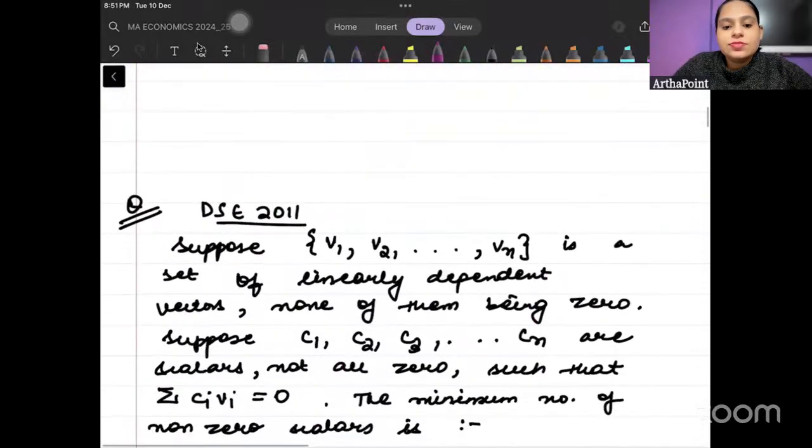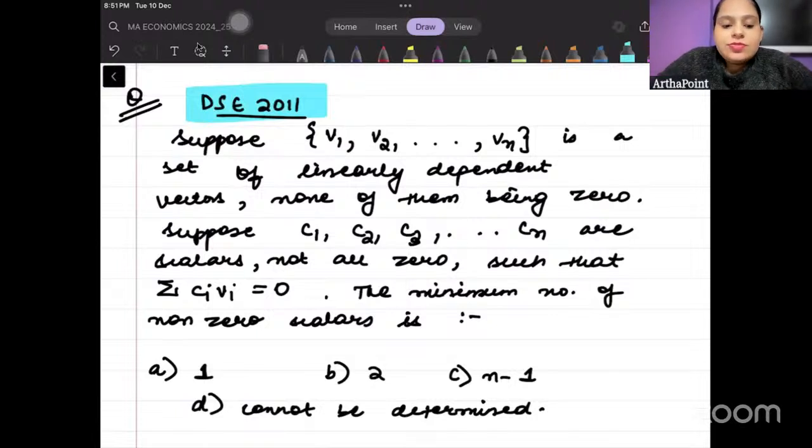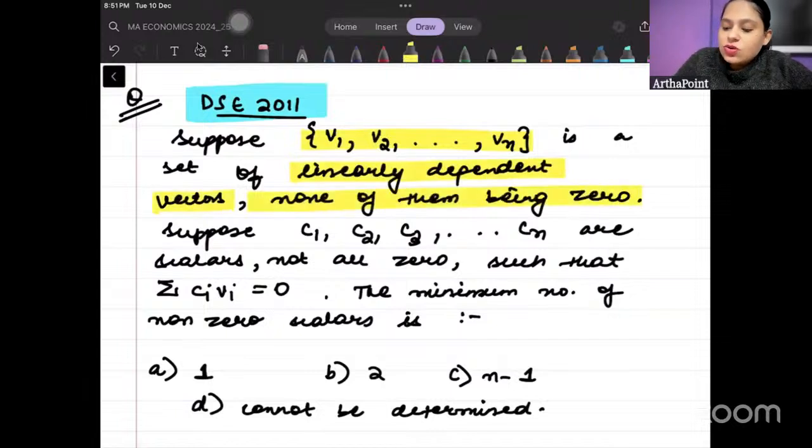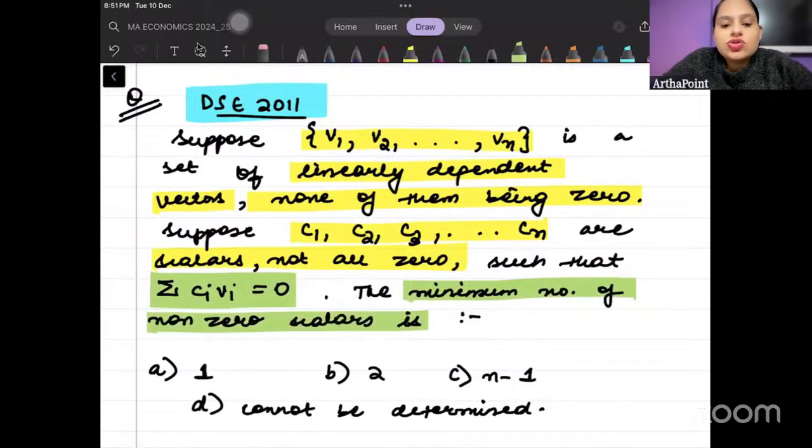Try this one. This was asked in DSC 2011 paper also. Okay, give this a try. Suppose V1, V2 till Vn is a set of linearly dependent vectors, none of them being 0. C1, C2, Cn are scalars, not all equal to 0. But you are given that summation Ci Vi is 0. What is the minimum number of non-zero scalars? Give it a try.